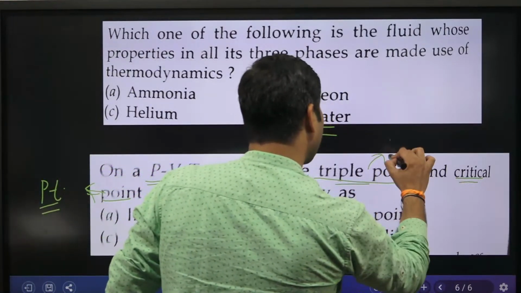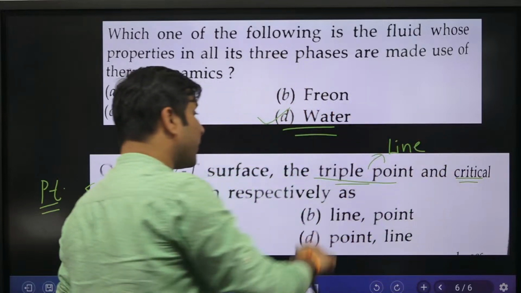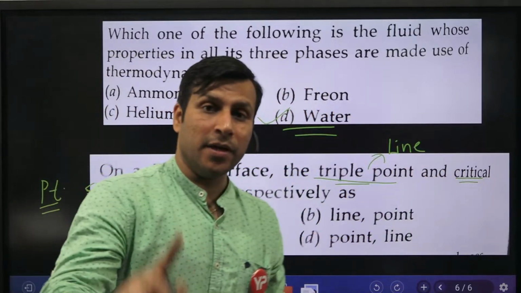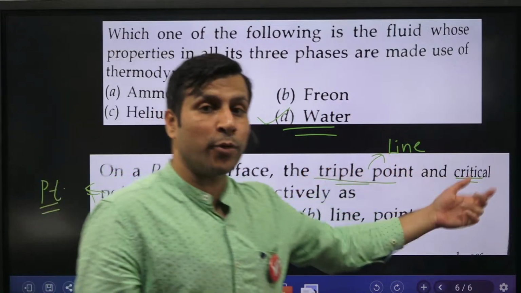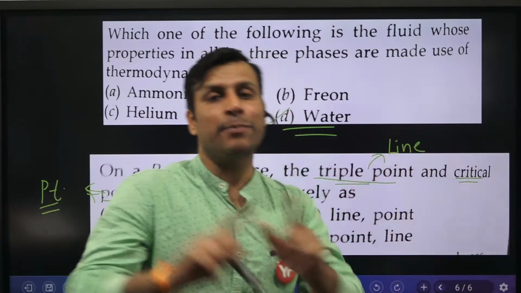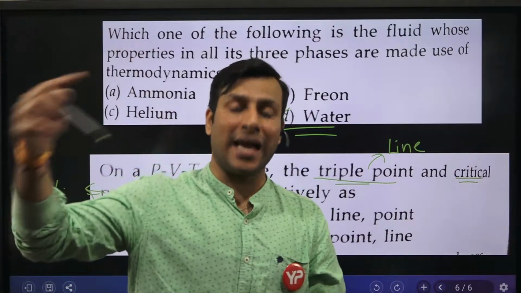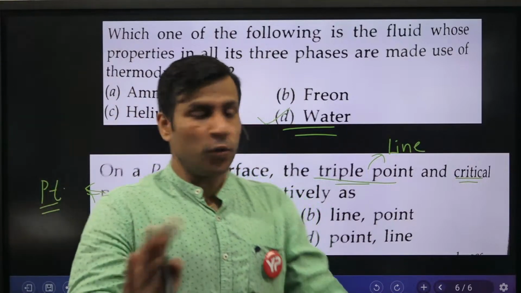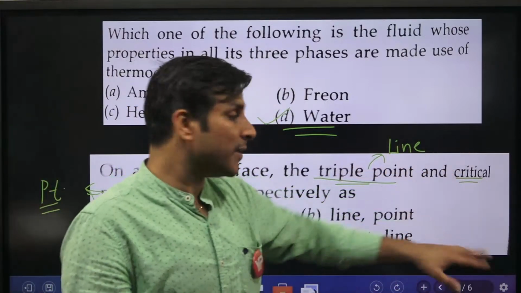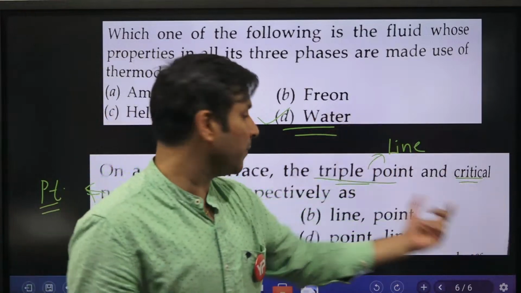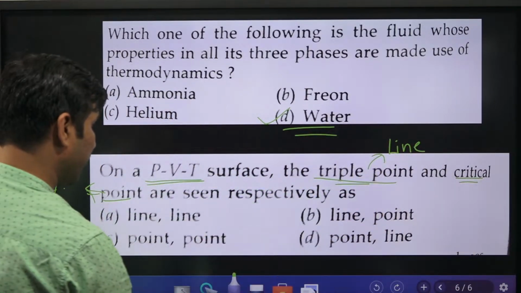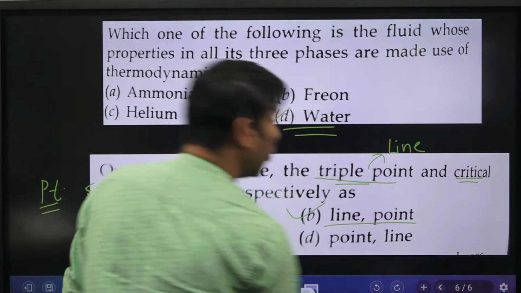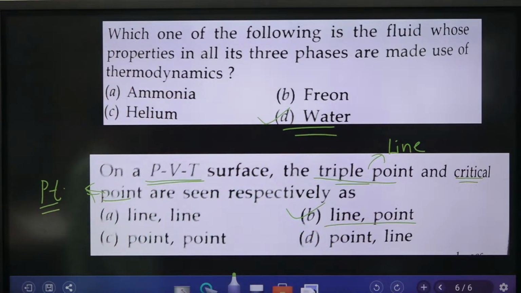Triple point होता है line on PVT surface and on PV diagram. PV diagram पे and PVT surface पे you will find a triple point as a line. You will find a triple point as a point only on PT diagram. If you draw the PT diagram, you will find a triple point as a point. Otherwise, on PVT diagram and PV diagram, you will find triple point as a line. तो आंसर क्या हो जाएगा? Line and point. Option B will be the right answer.